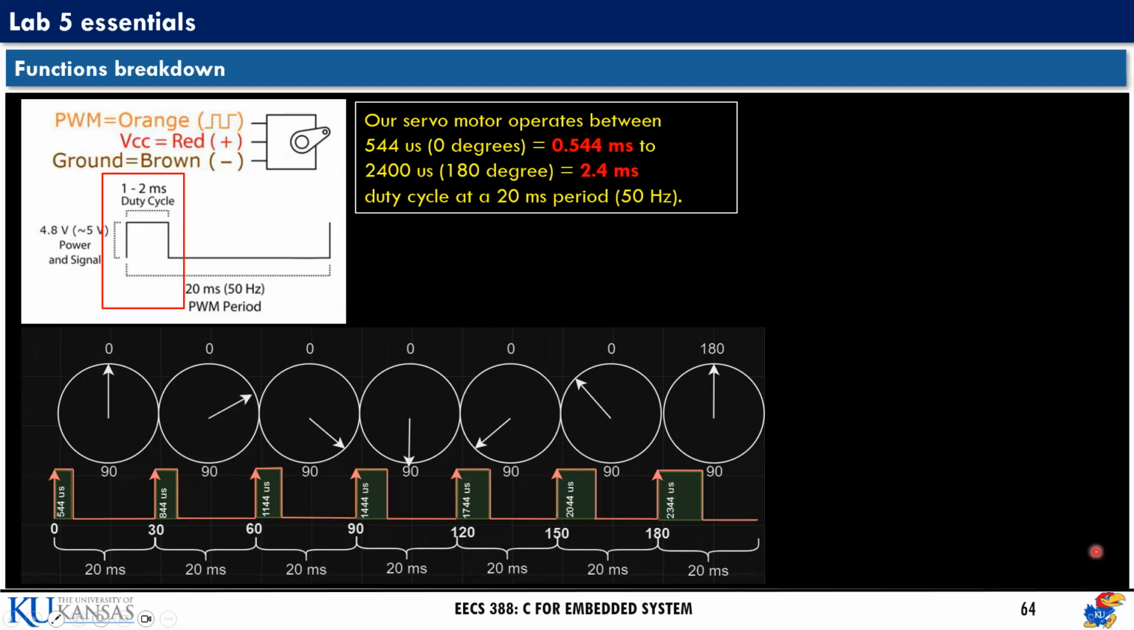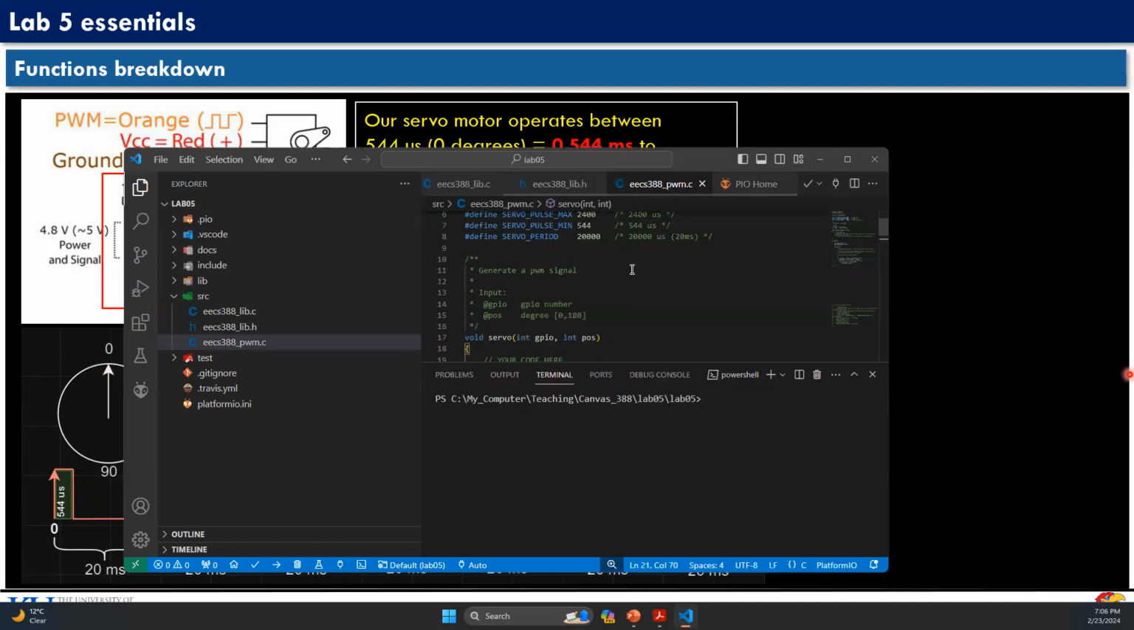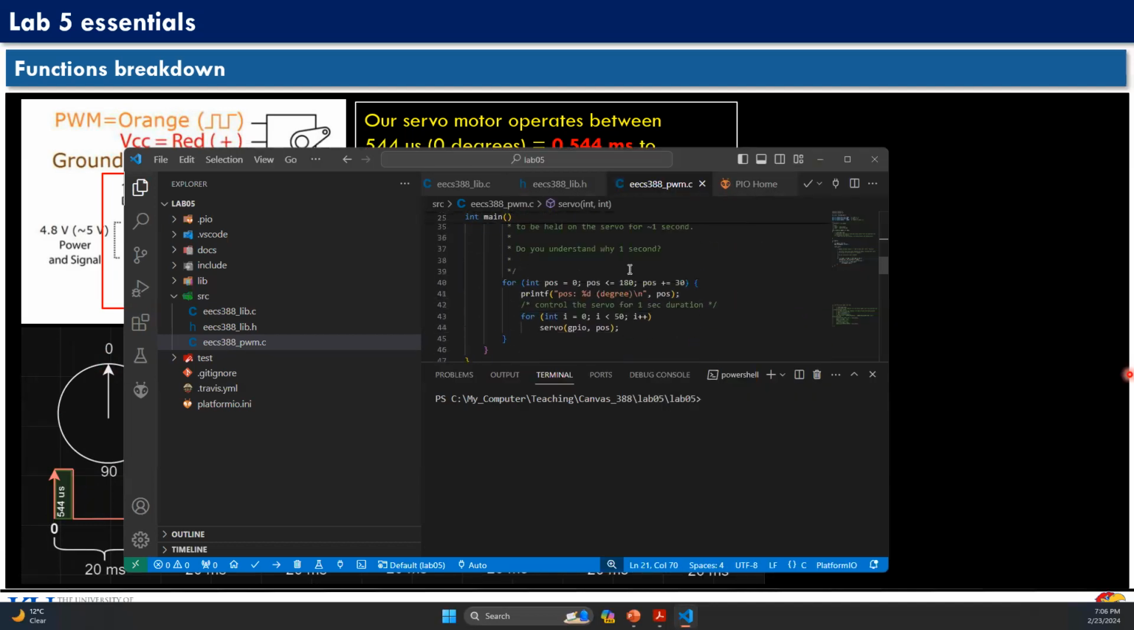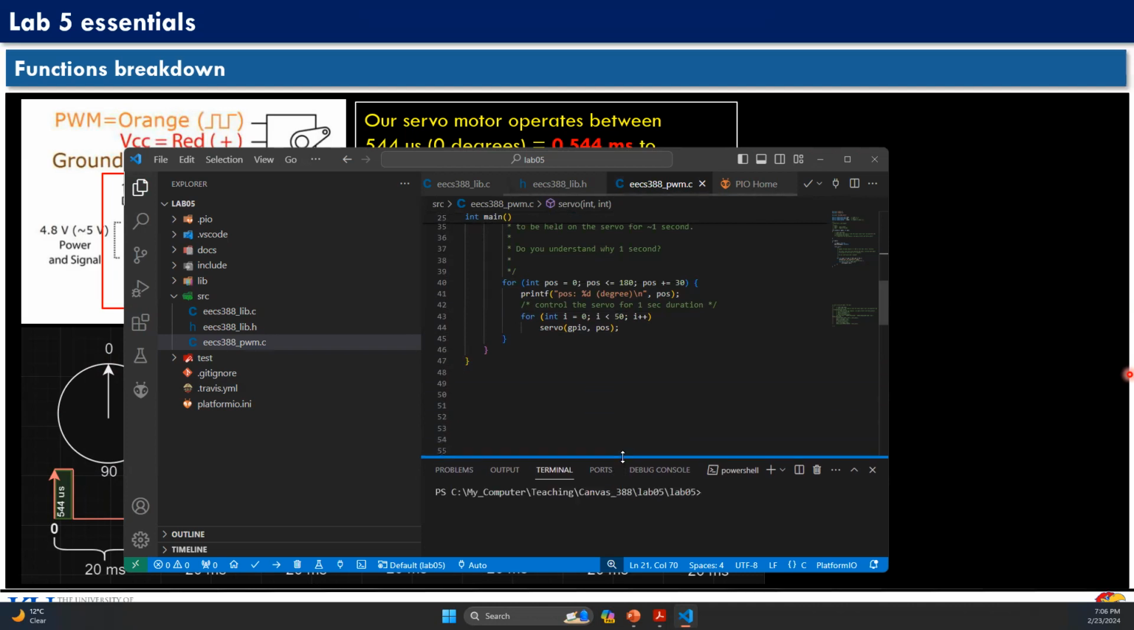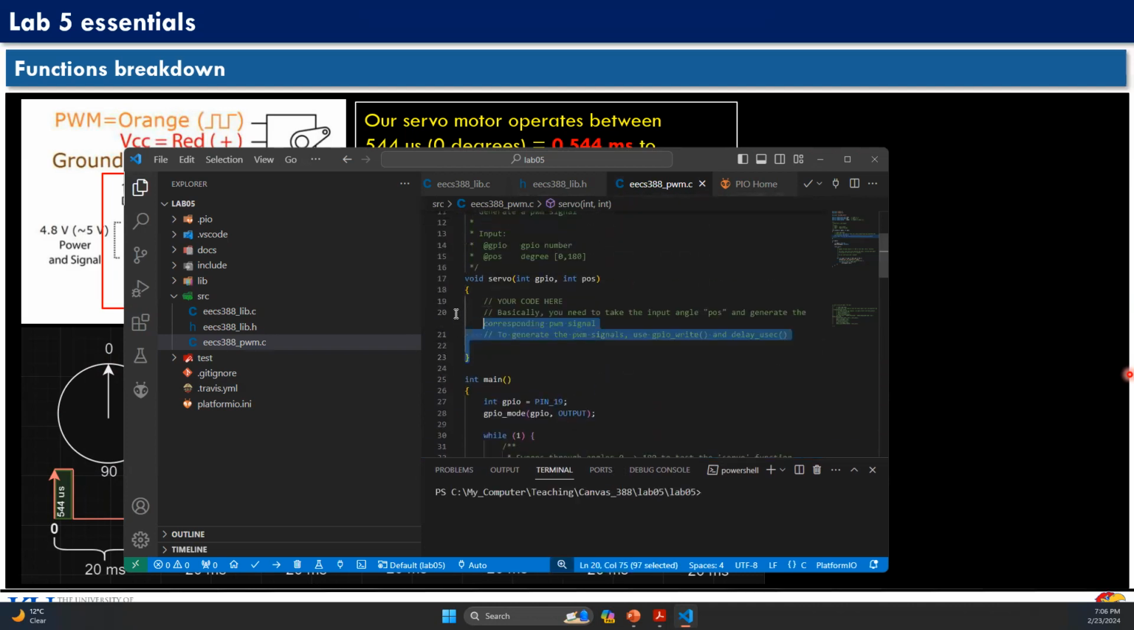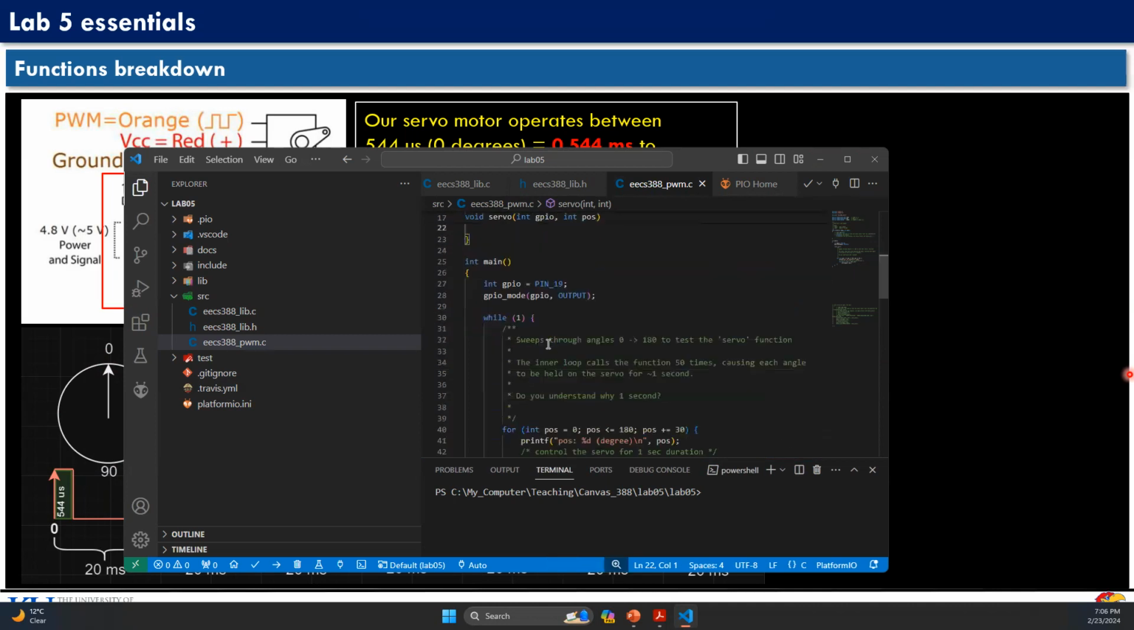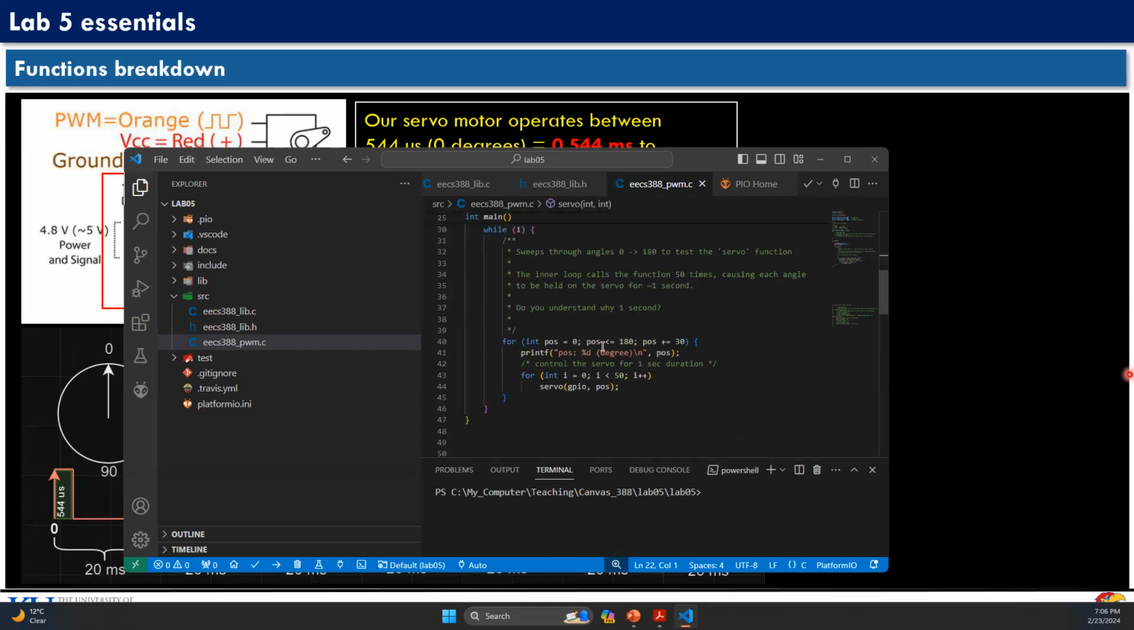In the code we gave you in this lab, this is our main function, and you have to complete this servo function. Inside our main function, we are trying to rotate the fan in a 30-degree interval, because as you can see, we start the position from 0 and go all the way to 180 degree, and the interval is plus 30.